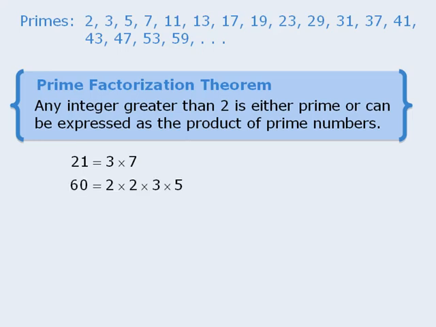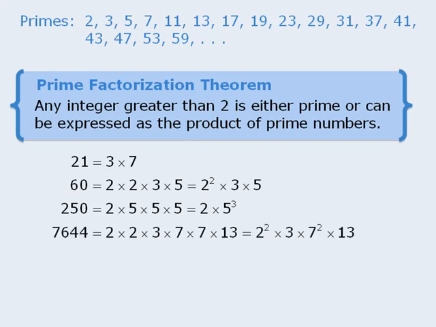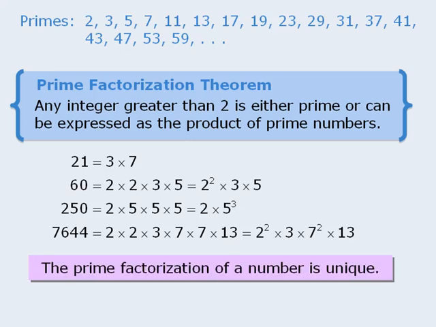Similarly, 60 can be written as 2 times 2 times 3 times 5, where all of the numbers are prime. This, incidentally, can be written as follows. Now here's the prime factorization of 250, and here's the prime factorization of 7,644. An important point about the prime factorization of a number is that it is unique. For example, this is the only way to express 7,644 as the product of prime numbers.